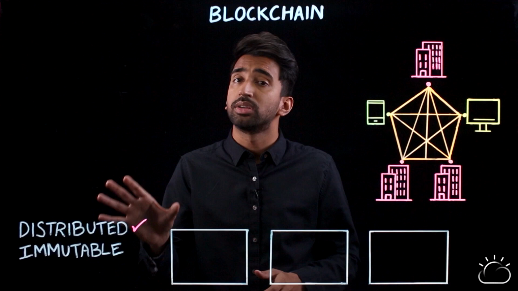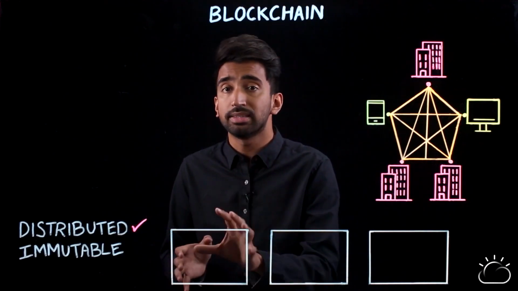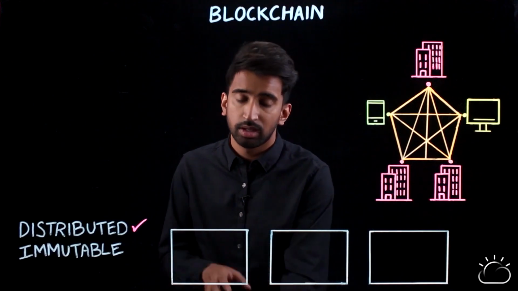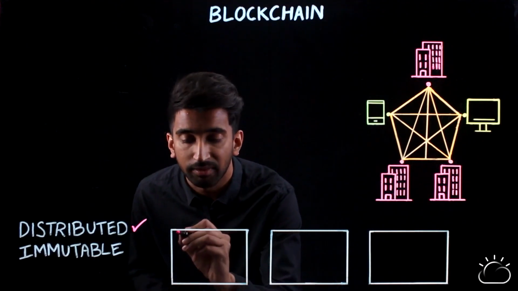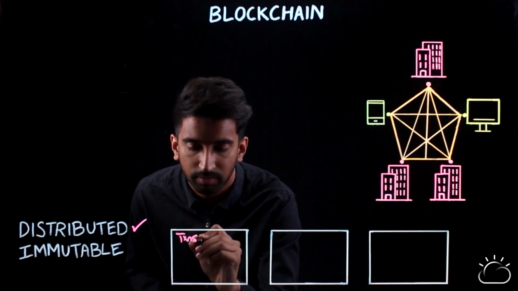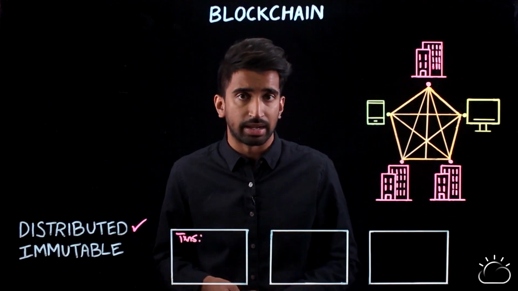Next, let's introduce the fact that blockchain is immutable. To do so, let's dive into the pieces that make up a blockchain. So in a block, we have three major pieces. First, we're going to have the transactions. So these are going to be all the transactions that occurred when that block was created.